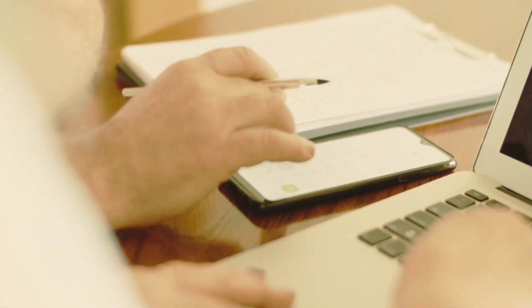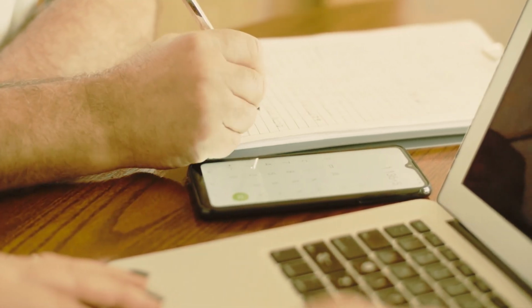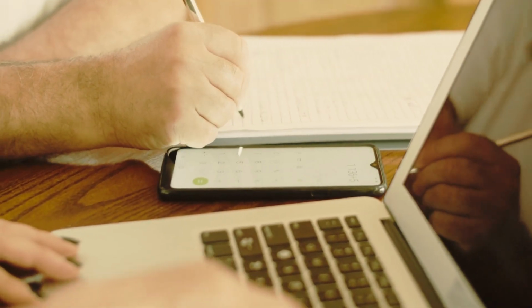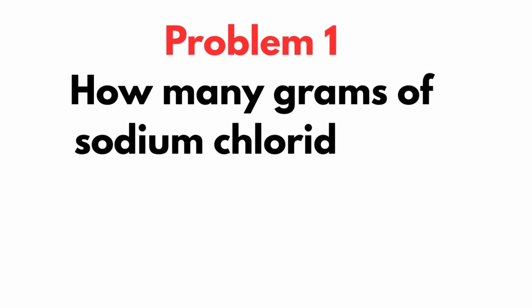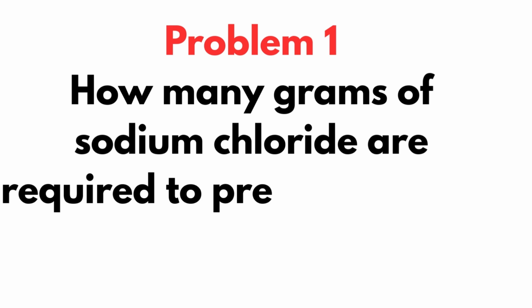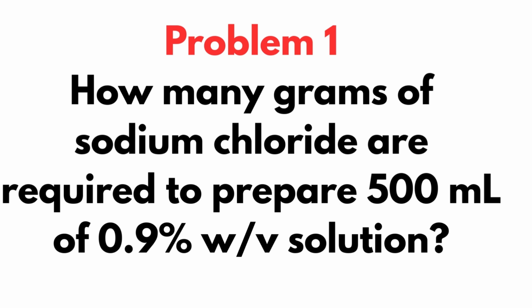Till now you got a little bit of an idea about percentage weight by volume. Now let's start with the calculations. Problem number 1. How many grams of sodium chloride are required to prepare 500 ml of 0.9% weight by volume solution? So this is the question. Let's see how we can solve it.